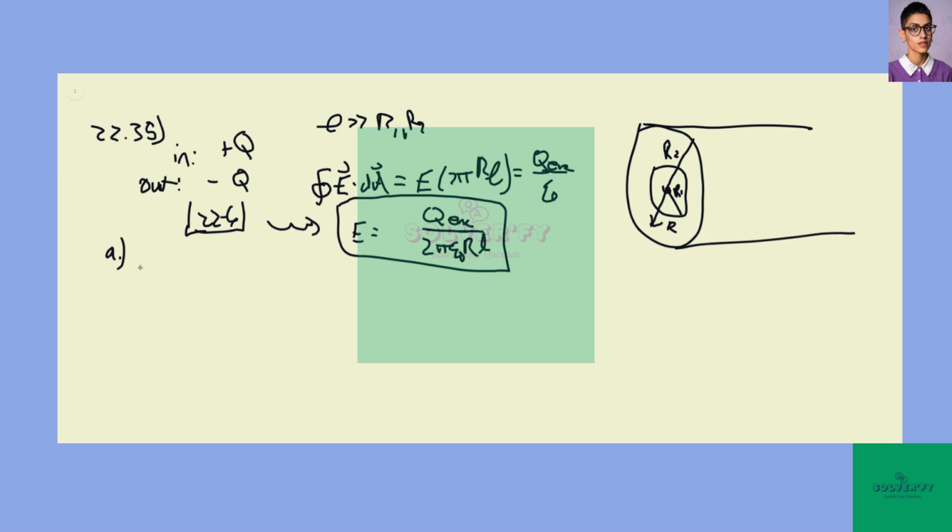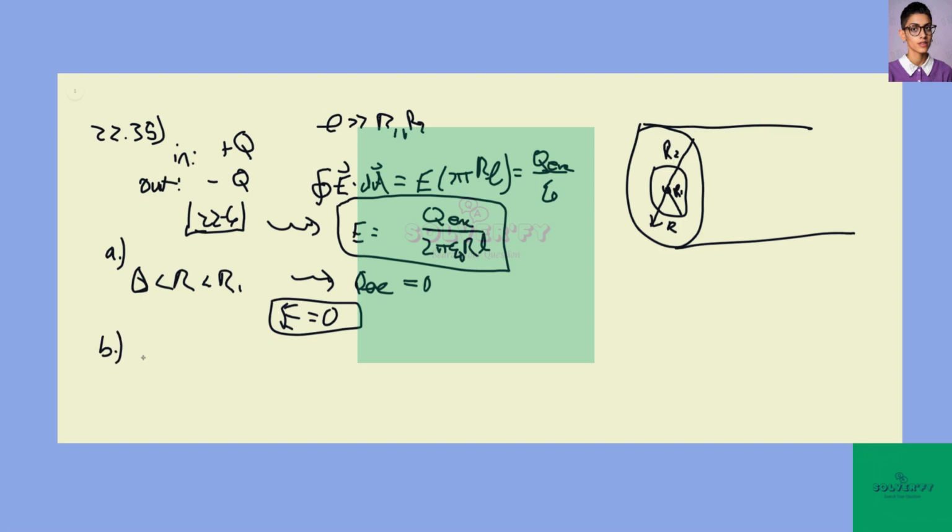Okay, so for part A, we're trying to figure out the electric field for R less than R1. So for this case, we should see immediately that the charge enclosed is 0. So obviously the electric field is 0 for this case.